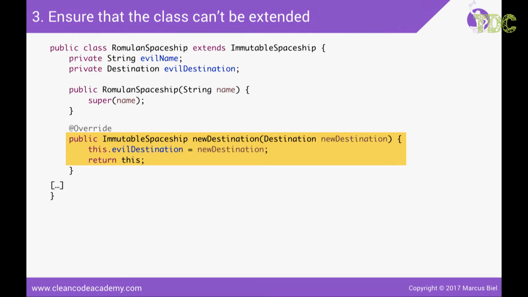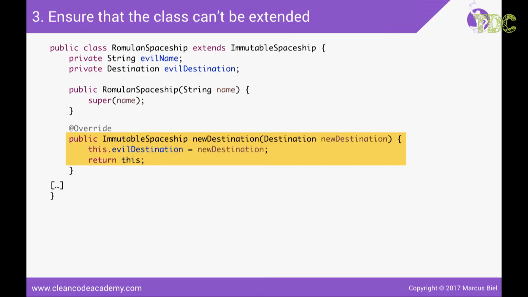So this is the 3rd step. We're overriding now the newDestination method that receives a destination reference. And instead of what we always did before, returning a new instance, we're directly assigning that to our evilDestination. And of course, the signature of the method forces us to return an object, an ImmutableSpaceship object. But as RomulanSpaceship extends ImmutableSpaceship, that can be done. So we just say return this, and we have properly overridden the method, yet still it's now mutable. And this, of course, has to be prevented.